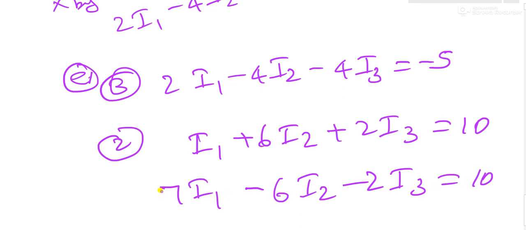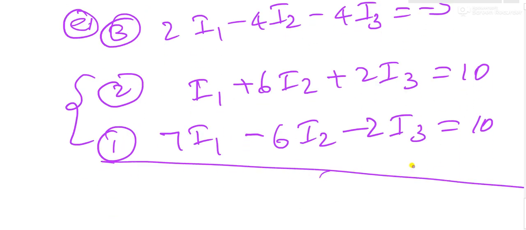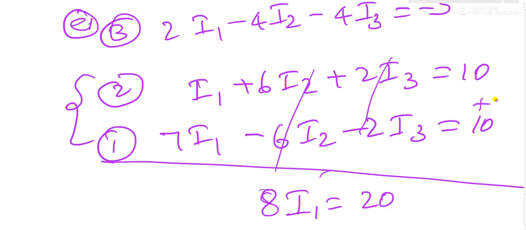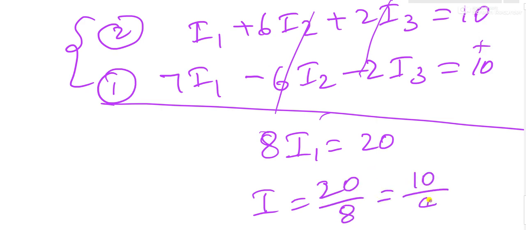I am going to solve with equations 2 and 1 only. The I2 and I3 terms will get cancelled, so 8I1 is equal to 20, because this side will get added. So I1 is equal to 20 divided by 8. The answer is 10 divided by 4, otherwise we get 2.5 ampere for I1. So I found what I1 is.